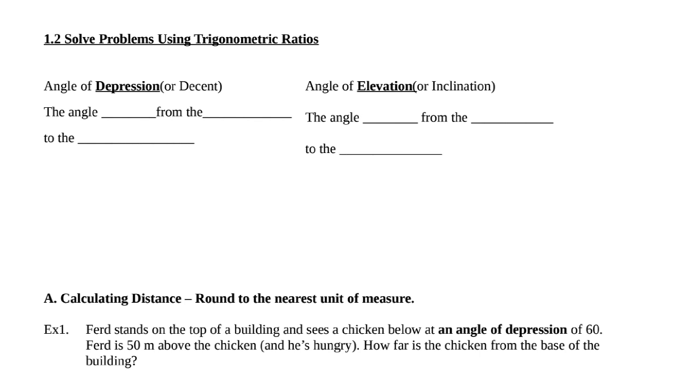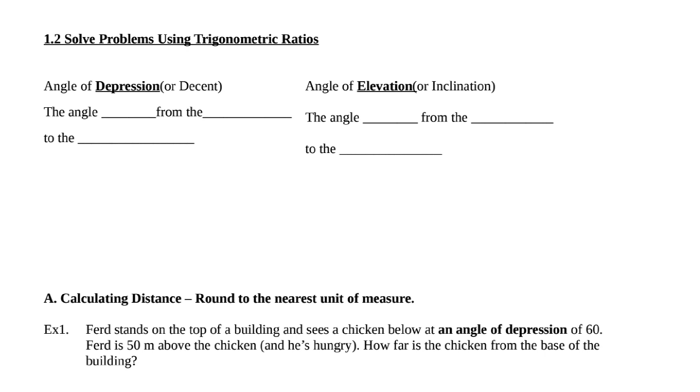So today we're going to solve problems with trigonometric ratios. The first concept that we have to understand is the angle of depression or descent. And the second concept we have to understand is the angle of elevation or inclination. All right, we'll start with the angle of depression.